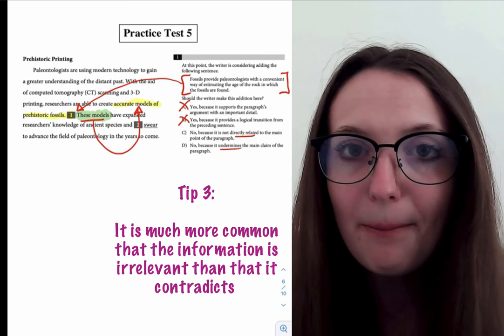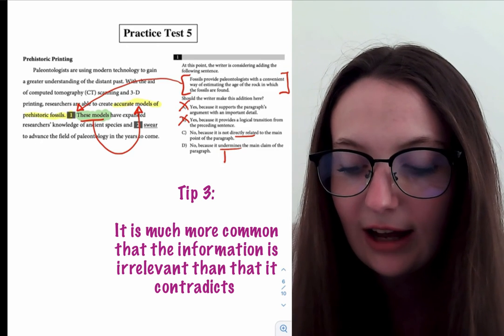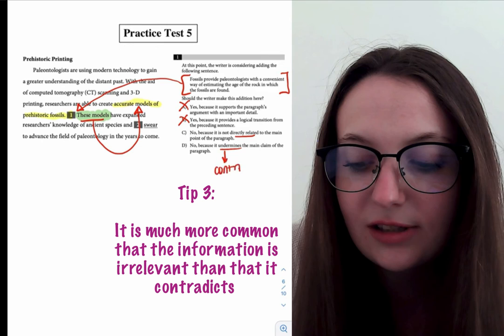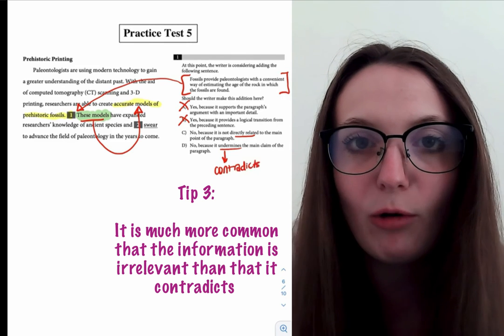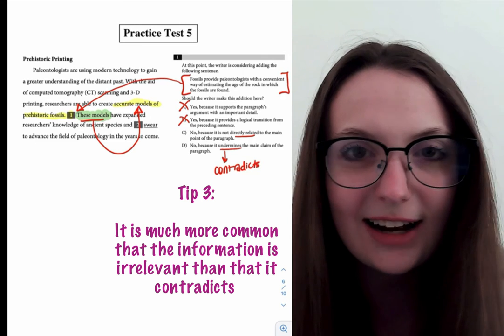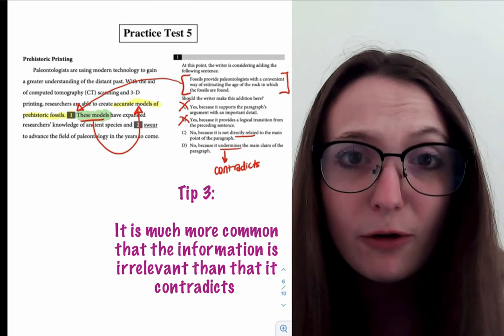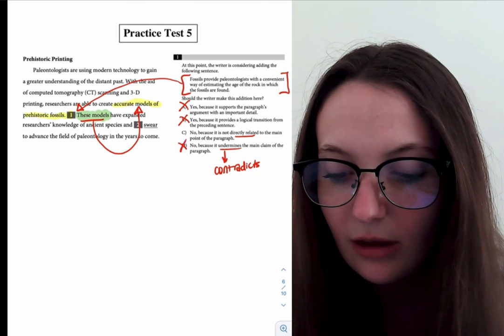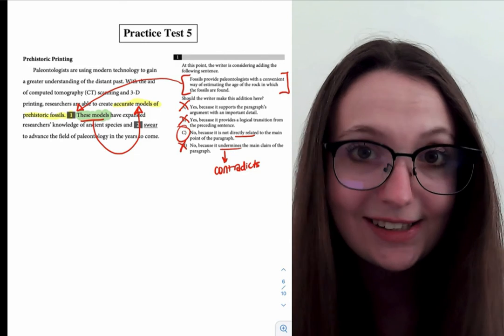We tend to not pick undermines or even contradicts as an answer choice, because it's very unlikely that what they're adding is literally going to directly go against what they said. It's usually just random information that doesn't fit in. So we're going to go ahead and pick choice C here.